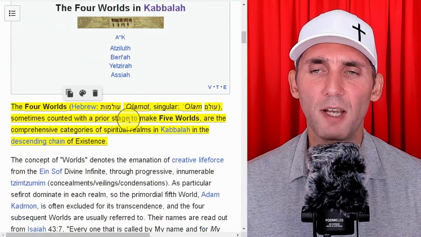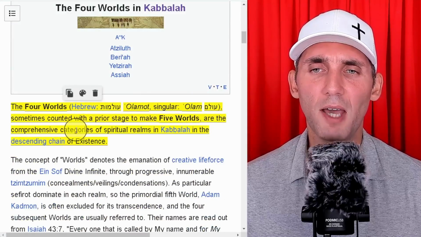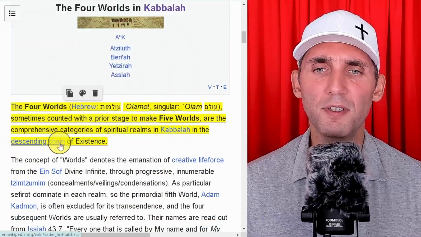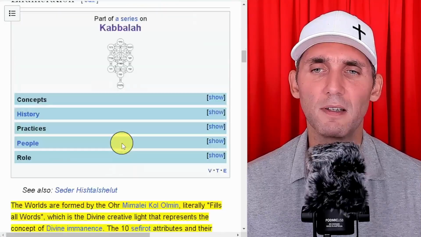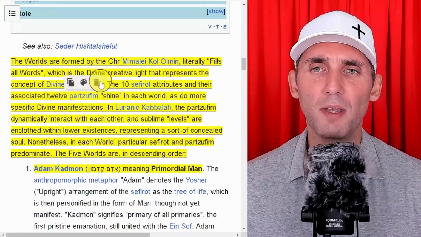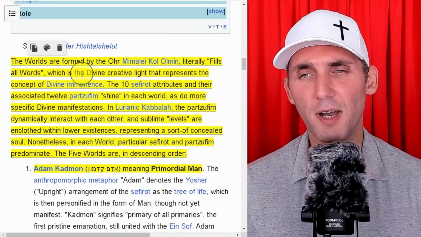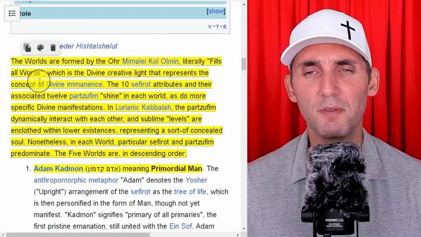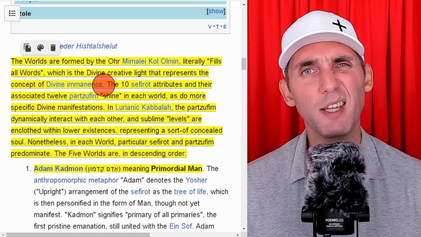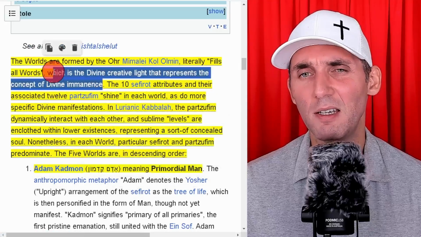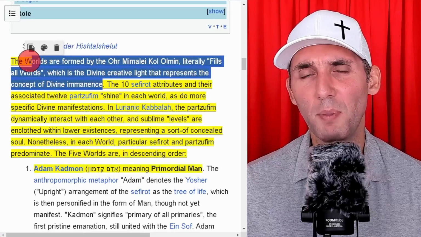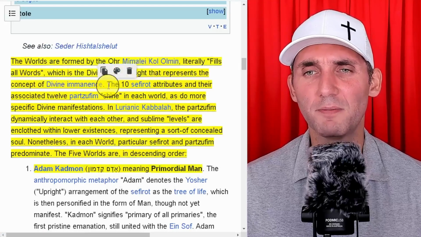Sometimes counted with a prior stage to make 5 worlds are the comprehensive categories of spiritual realms in Kabbalah and the descending chain of existence. The worlds are formed by the Or Mimale Kol Amim, literally fills all worlds, which is the divine creative light that represents the concept of divine immanence. Does that sound like we're talking about God or the enemy that appears as an angel of light and that emanates light?